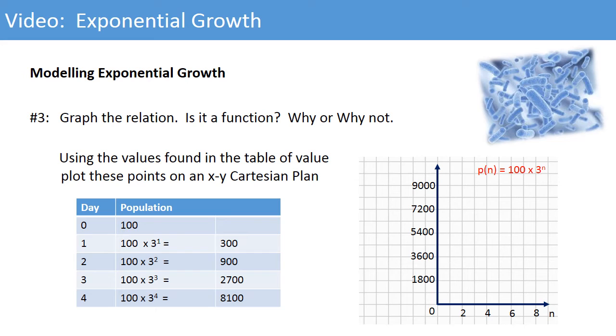The equation, of course, we've determined to be the population for n, which is equal to the initial value of 100 times the base 3 to the exponent n. So we want to first plot 0 and 100, 1 and 300, 2 and 900. Now you'll notice it starts to curve as we plot 3 and 2700, and wow, it's gone up very fast at 4 and 8100. This is the shape of an exponential growth function.